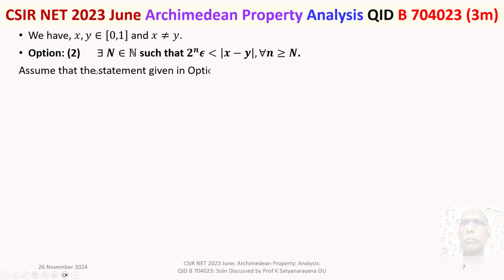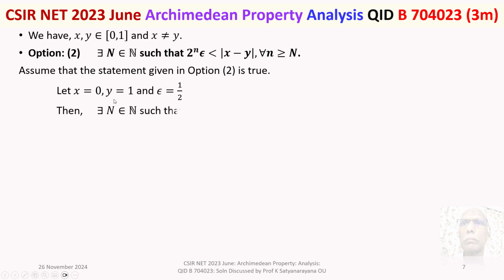Assume that this statement is true. Let x is equal to 0, y is equal to 1, no problem, because it's a closed interval. x, y belongs to the closed interval 0 to 1. You can take x is equal to 0, y is equal to 1. Epsilon is equal to 1 by 2.